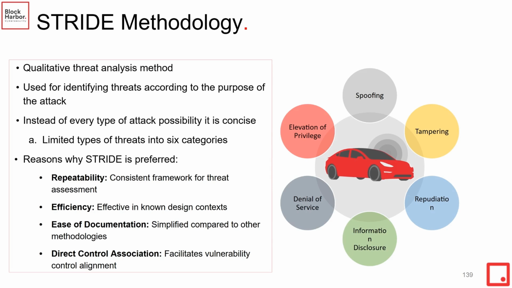Ease of documentation. Compared to more complex methods, STRIDE is easier to document. It's a straightforward process, which makes it simpler for teams to communicate findings and implement the necessary security measures. Direct control association. Finally, STRIDE facilitates a clear alignment between identified vulnerabilities and the controls needed to mitigate them. This direct association makes it easier to translate threat assessments into actionable security controls, ensuring that vulnerabilities are effectively addressed.